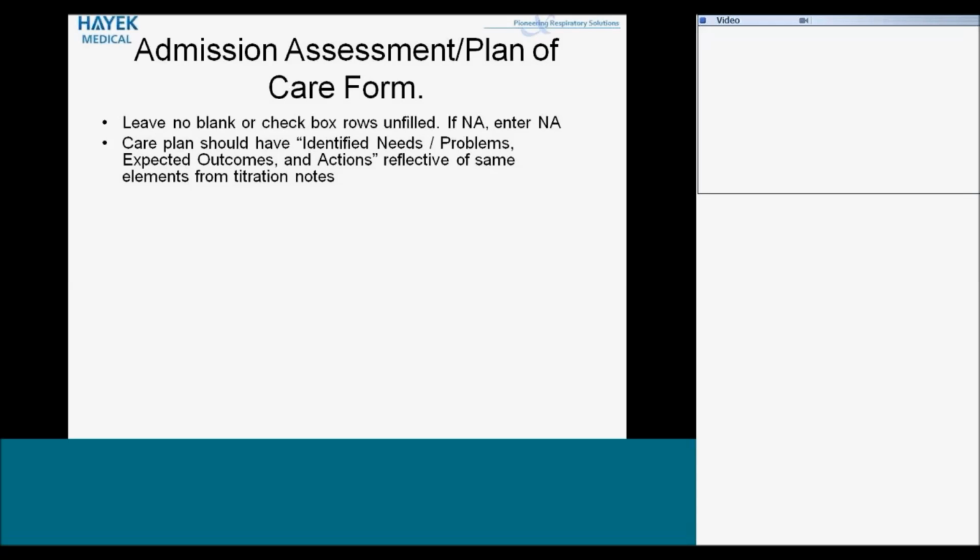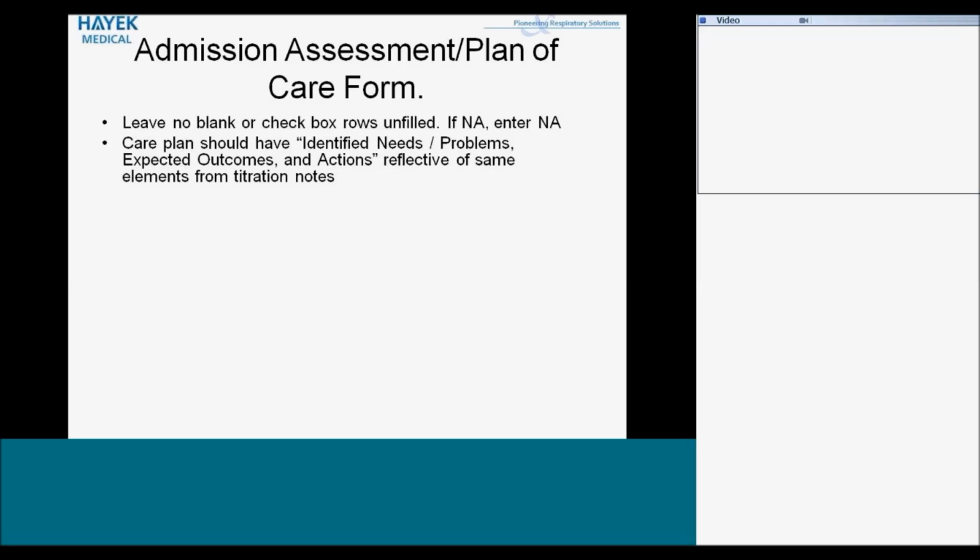Your care plan will have identified needs or problems, expected outcomes, and actions. Okay? So those elements may well have been documented in the setting selection process. And if they were documented previously in the setting selection process, or if you've done the setting selections yourself and are doing the setup now, move that information forward into your care plan on the admission assessment form.